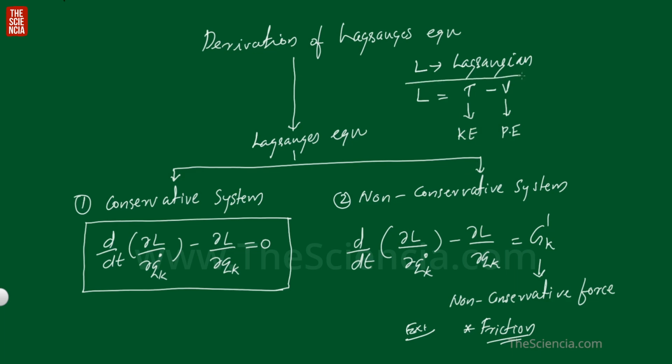So these are important equations. Don't forget L = T − V, and d/dt (∂L/∂q̇k) − ∂L/∂qk = 0 for a conservative system, and d/dt (∂L/∂q̇k) − ∂L/∂qk = Gk' for a non-conservative system. For the next two classes, we are playing with these two equations, so please don't forget. Okay.